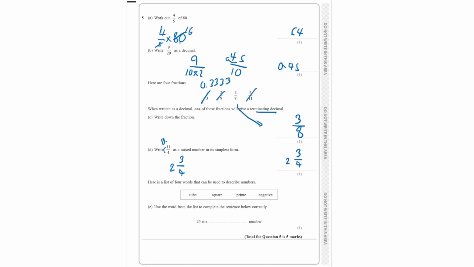Here's a list of 4 words that can be used to describe numbers: cube, square, prime, negative. Use the word from the list to complete the sentence below correctly. 25 is a blank number. Let's see. Is 25 a cube number? No. Is 25 a prime number? No. Prime numbers are numbers that are only divisible by 1 and themselves, but 25 is divisible by 5. And is it negative? No, it is not. That leaves us with square.